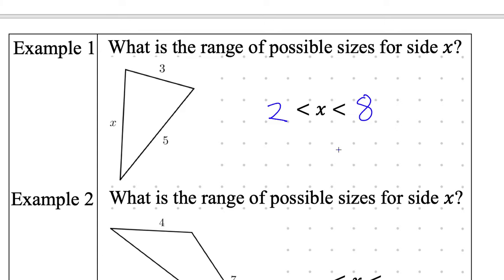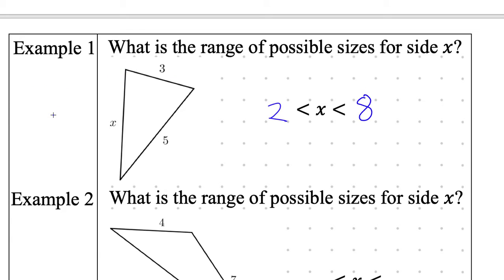And think about that logically, too. It makes sense. I can't be bigger than 8 because if I have 3, 5, and 8, that makes a straight line. 5 plus 3 has to be slightly bigger in order for that to work, or 8 has to be slightly smaller for that to work.